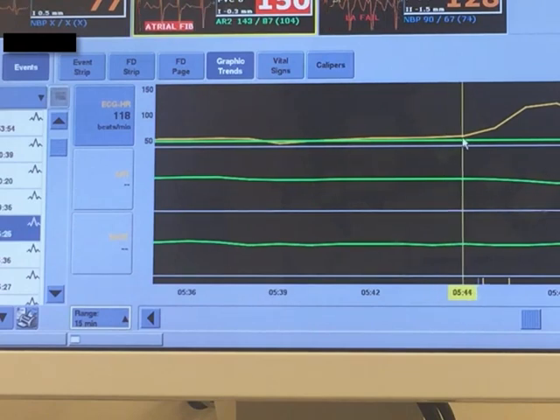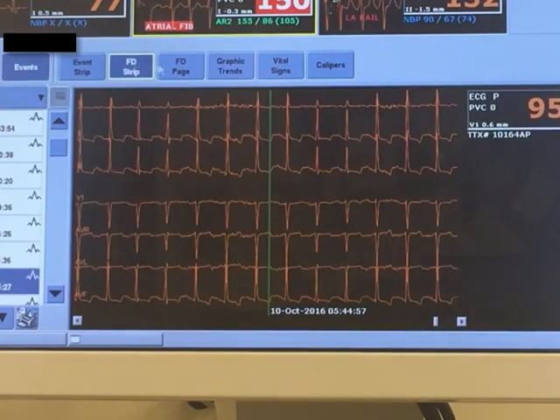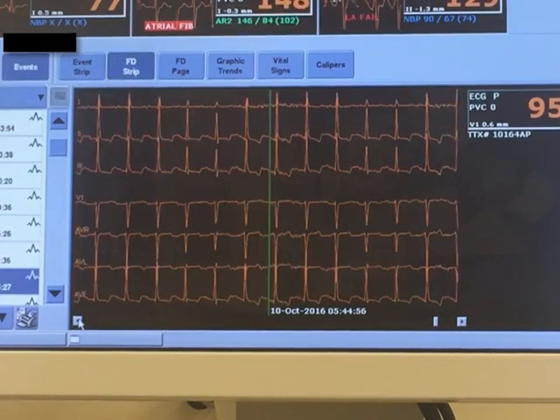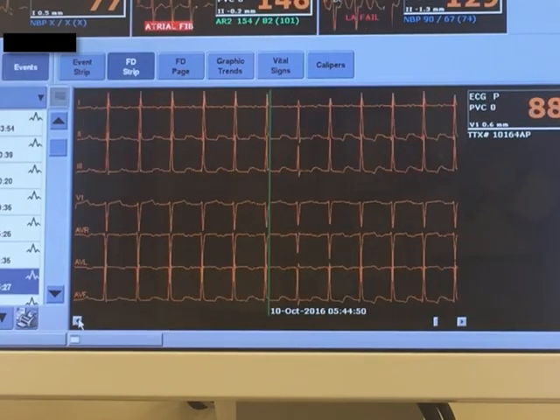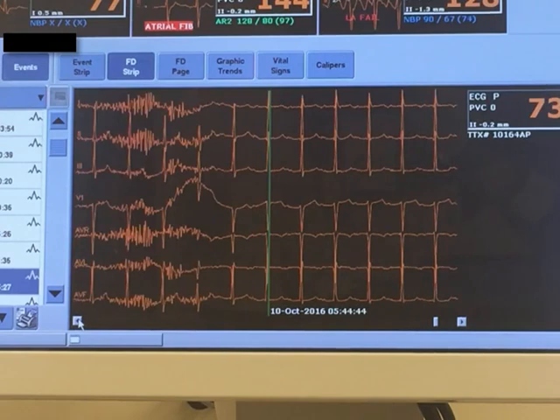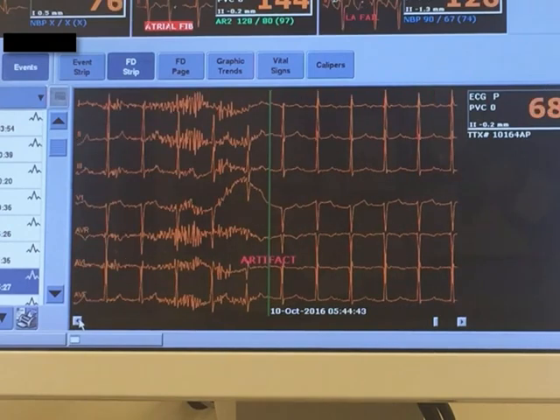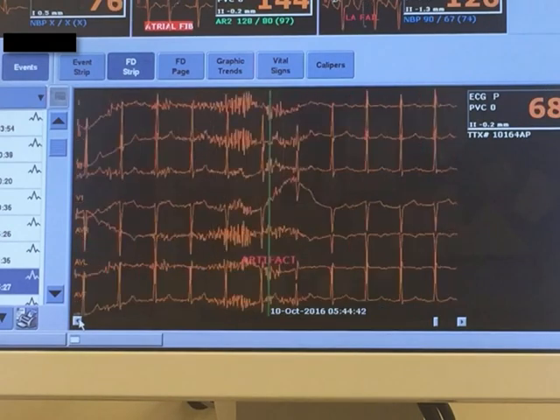Once the cursor is appropriately placed, clicking on FD Strip and scrolling forwards or backwards will reveal the real-time waveform at the time of the initiation of the arrhythmia. Specifically, identifying arrhythmias that are initiated with a premature beat, either atrial or ventricular, can give insight into the mechanism of an arrhythmia.